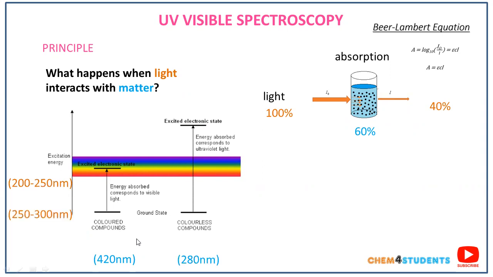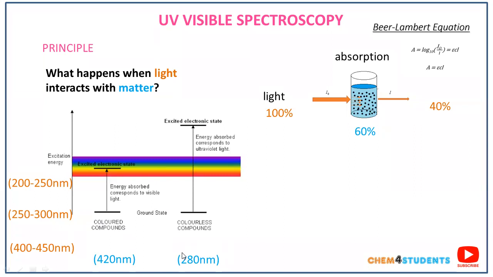Now we are sending 250 to 300 nanometers. With this range, the colorless compounds will be excited. So 280 nanometers is the lambda max for these colorless compounds. In this third case, we are sending a 400 to 450 nanometers wavelength range. With this wavelength range, we can excite colored compounds. Why? Because they have a lambda max of 420 nanometers. So different compounds will be excited at different lambda max values.